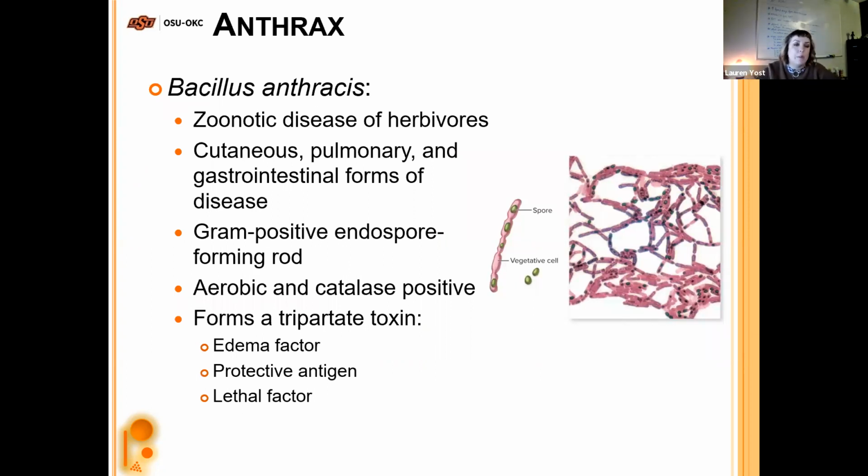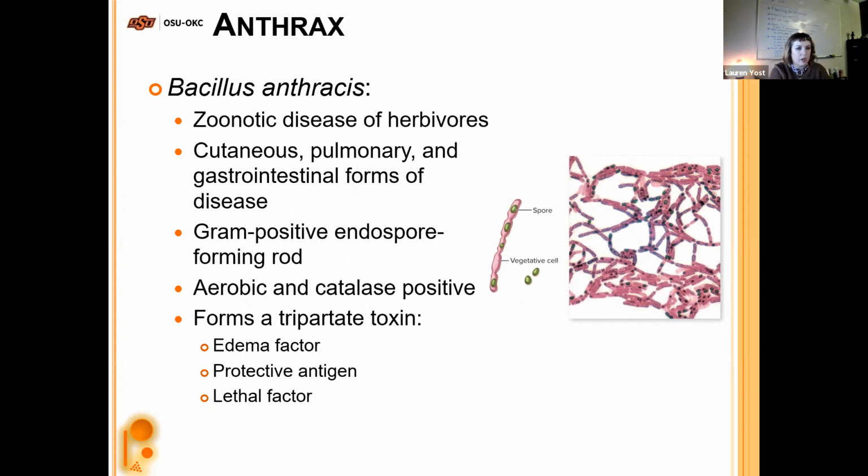Anthrax is caused by Bacillus anthracis. Bacillus, what do we associate that with? Endospores. Do you remember what else causes endospores? Clostridium, right? So it's a zoonotic disease of herbivores. So normally exists in herbivores like cows. It causes cutaneous, pulmonary, and gastrointestinal forms of the disease.